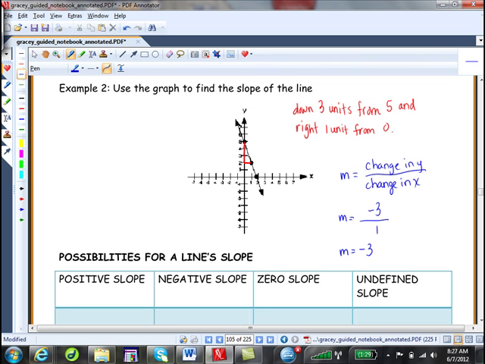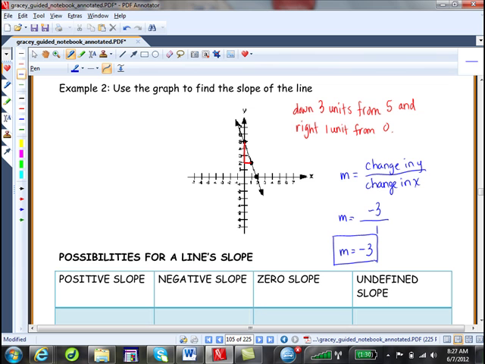Now, you could have just used those ordered pairs if you wanted, right? That would be another way to do this problem. You could have used the ordered pair (0, 5) and the ordered pair (1, 2), and then used our slope formula and got the same result.